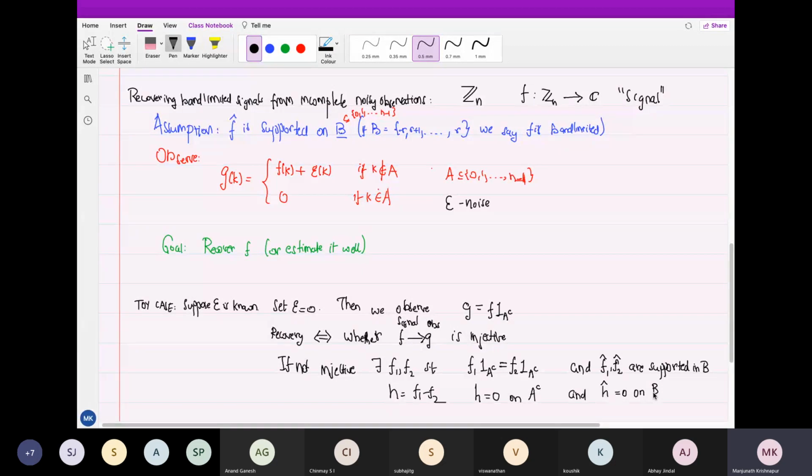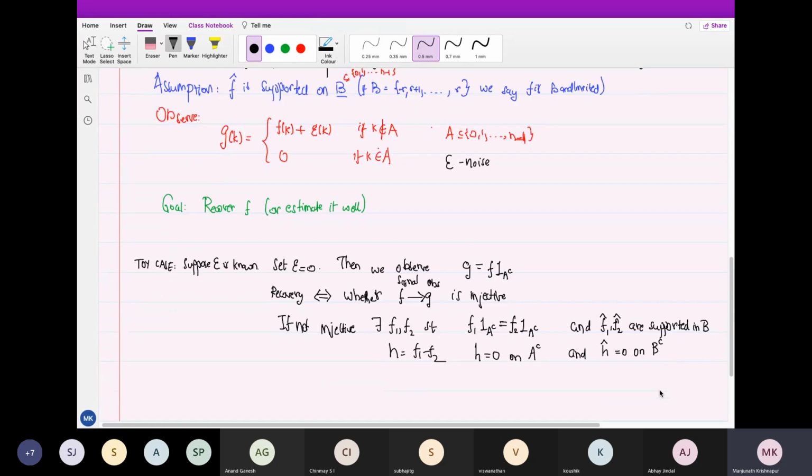Actually, something is a bit fishy. Hold on. If this is true, then H hat is 0 on B and H is 0 on A complement. Is this correct, or am I making a mistake? Why is H hat 0 on B? Sorry, that doesn't make sense. H hat is 0 on B complement, not on B. Both F1 hat and F2 hat are 0 on B complement, so H hat is 0 on B complement.